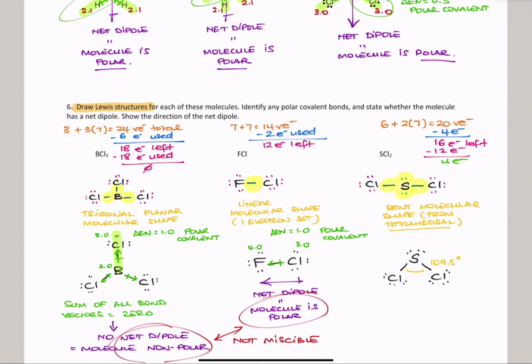Take a look at the bond now. S has an EN of 2.5, Cl of 3.0, so a delta EN of 0.5, which makes this bond polar covalent, pointing toward the Cl. When I add these two vectors together, I get a net dipole going to the bottom of the page. So here is my net dipole. Because I have a net dipole, the SCl2 molecule is polar.